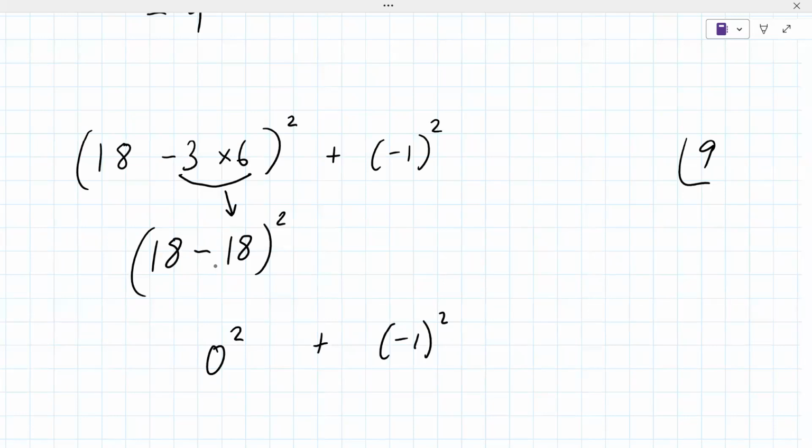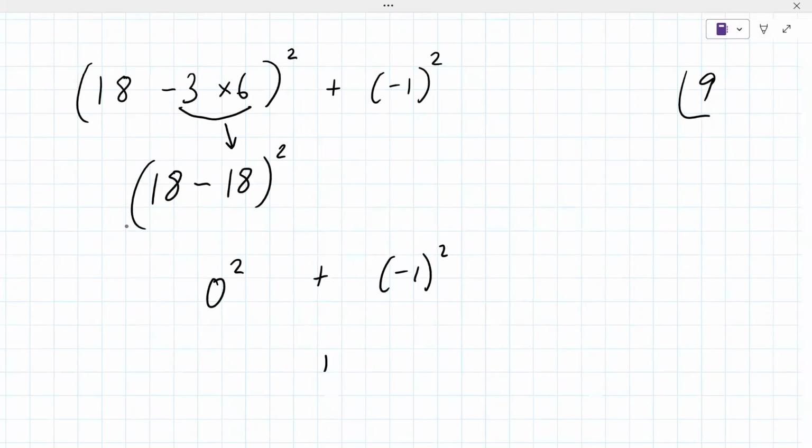Plus 1, which is still 1, because when it's positive, that is going to be positive. Okay? So what is 0 squared?